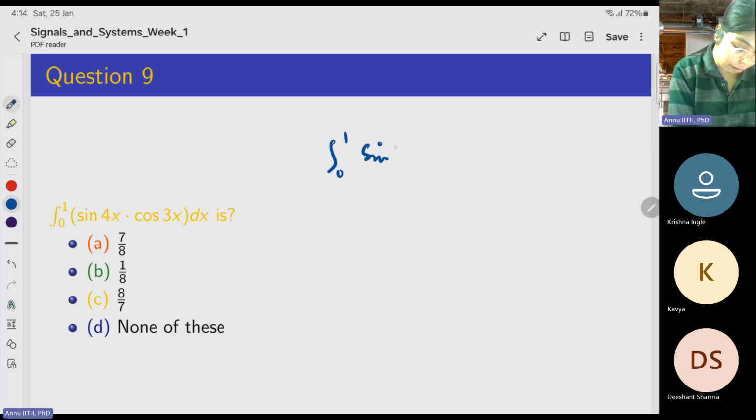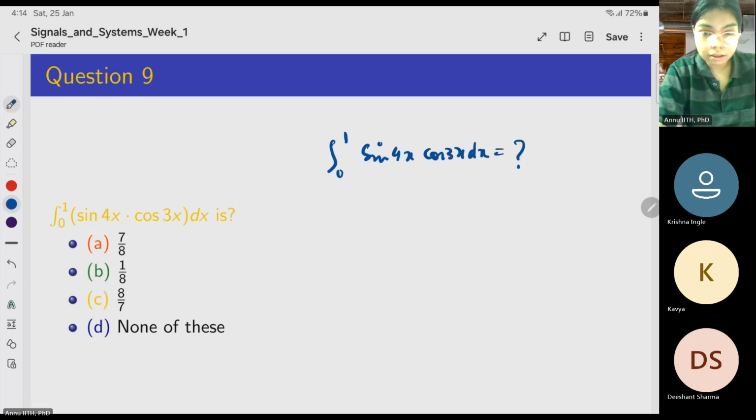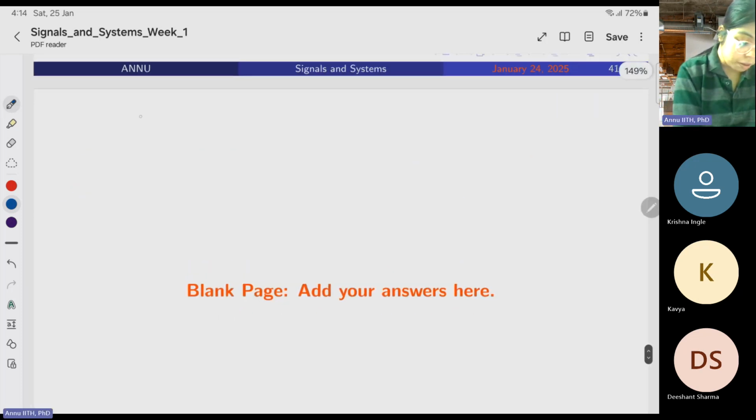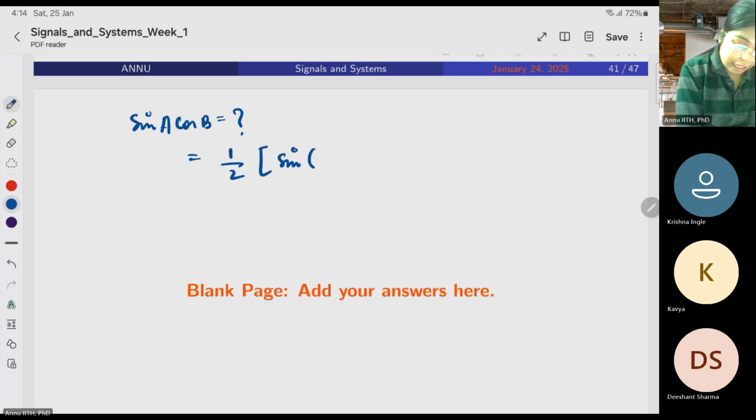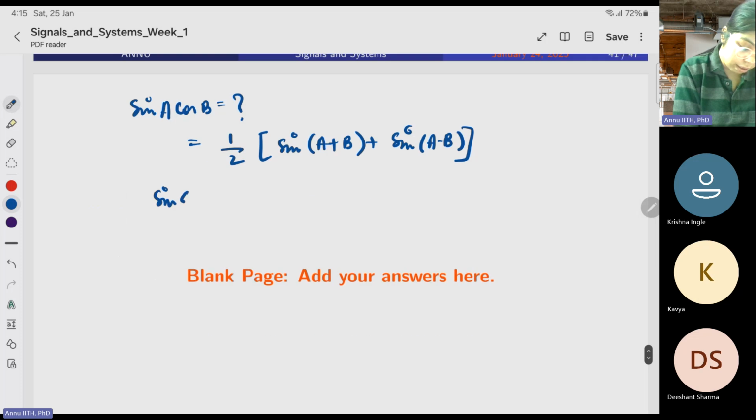Integral from 0 to 1 of sine 4x cos 3x dx is what? So let me solve. Do you know the sine A cos B formula? The sine A cos B formula states that it is 1 by 2 times sine of A plus B plus sine of A minus B. So sine 4x cos 3x is equal to 1 by 2, sine 7x plus sine x.